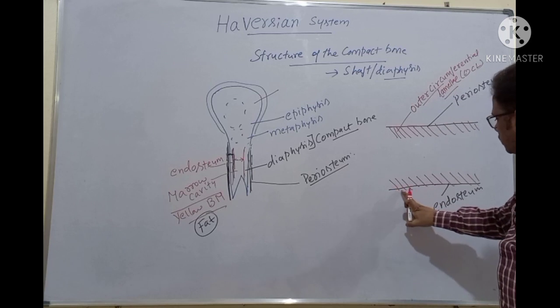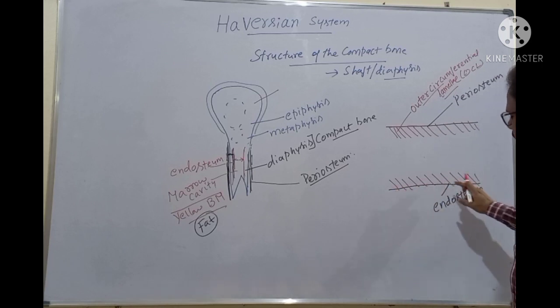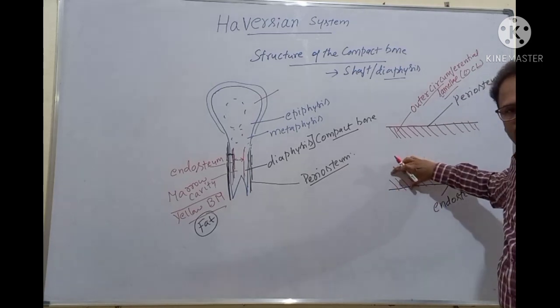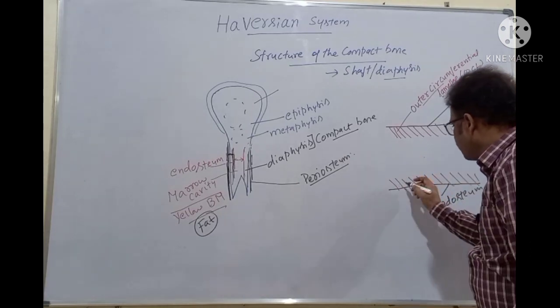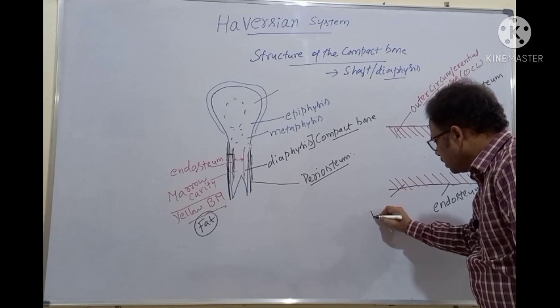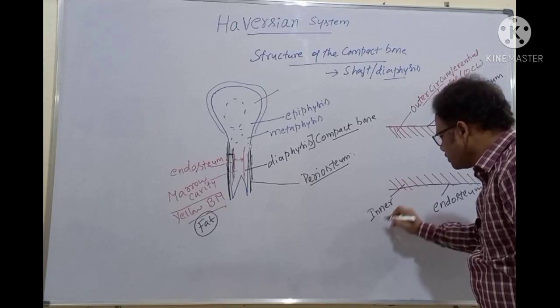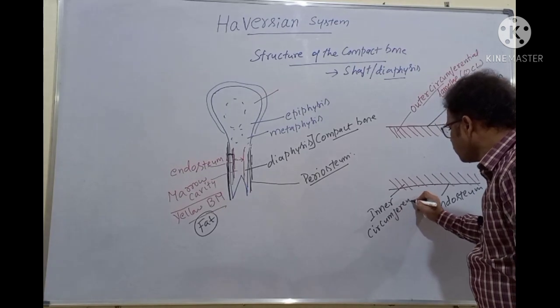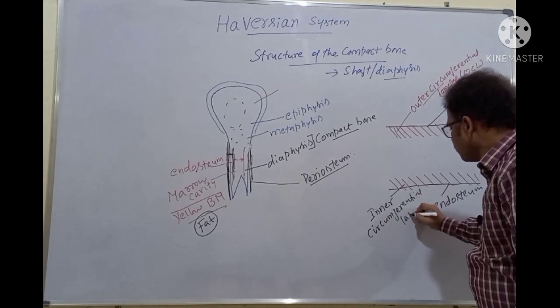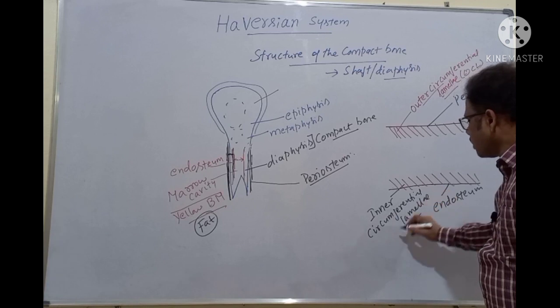And what is this one? This one is the endosteum. And here also the bone lamellae is there. What is this lamellae called? This one is called the inner circumferential lamellae. ICL.